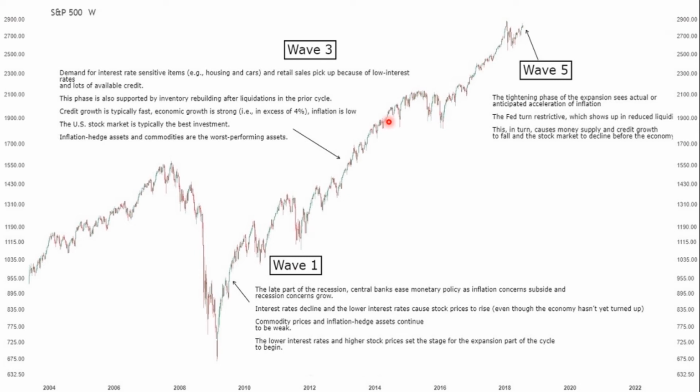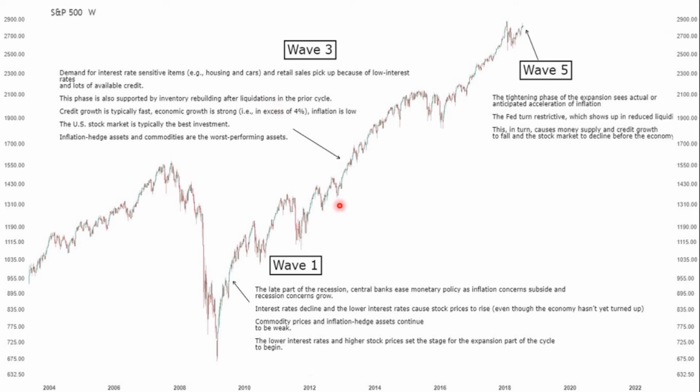This phase is also supported by inventory rebuilding. After your recession, companies and retailers liquidate their stock, offering sales 50% off, 70% off, just dumping all their inventory right into the depths of the recession. As growth starts to pick up, they have to rebuild that inventory, and by rebuilding that inventory they have to increase capital expenditure. By increasing capital expenditure, they're adding to the growth rate. So we should see in excess of 4%.